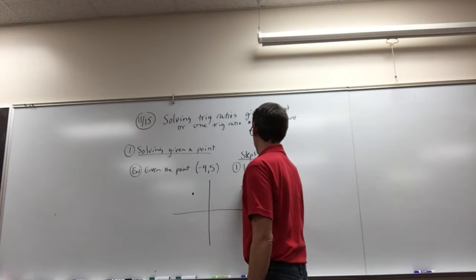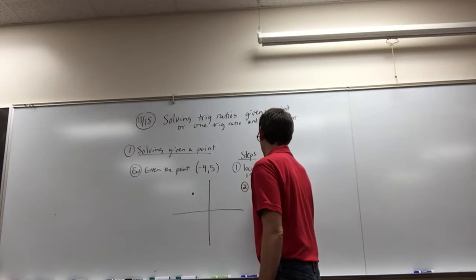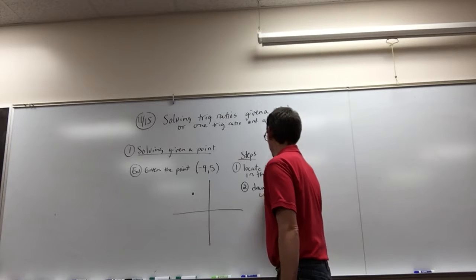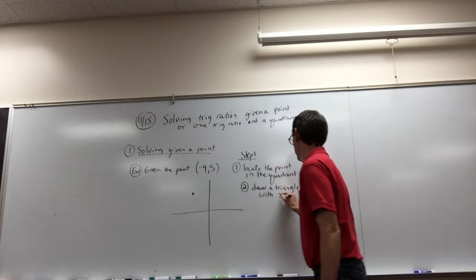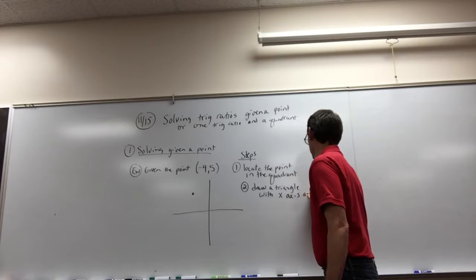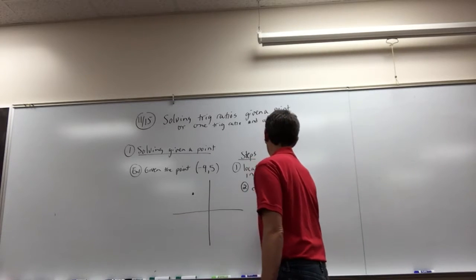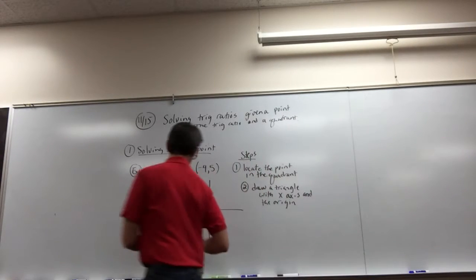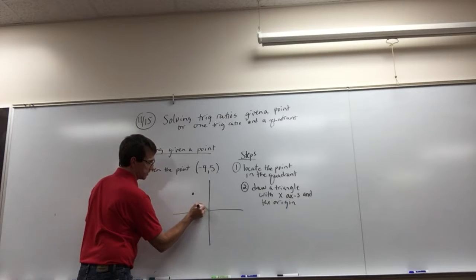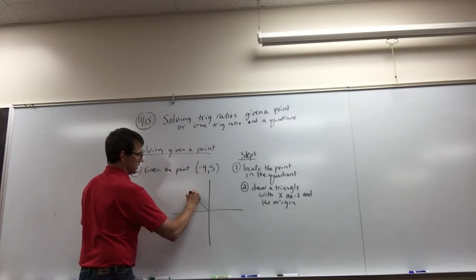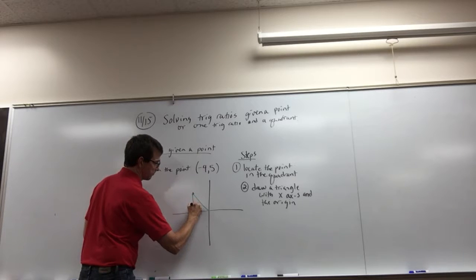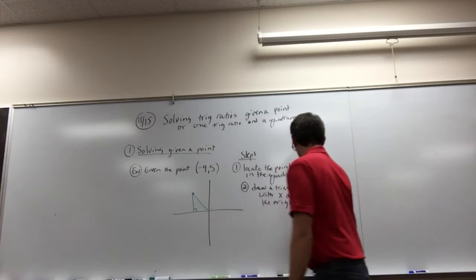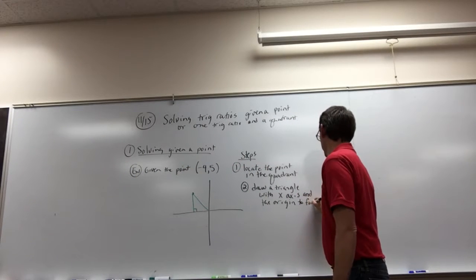So after I locate the point, the second step is you're going to draw a triangle with the x-axis and the origin. So from the origin, I draw a line straight to the point, and then I draw a vertical line straight down to form a right triangle.